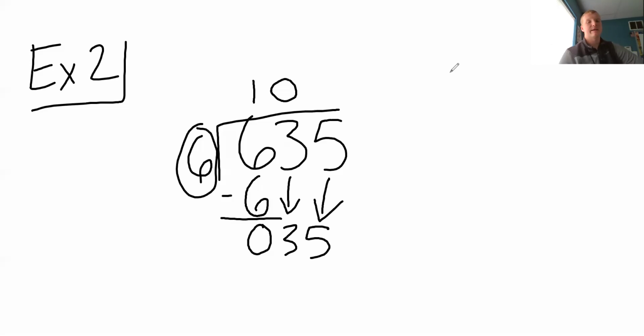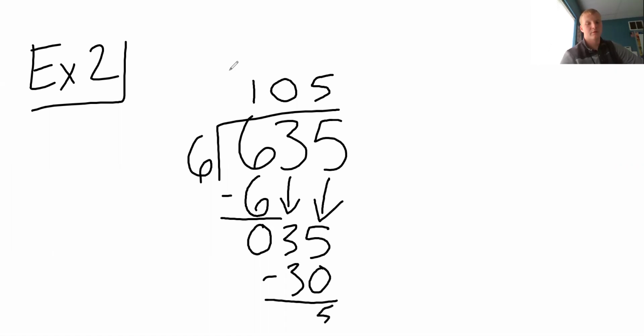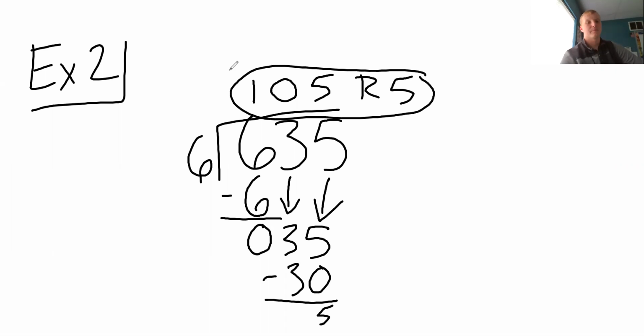And now I say, well, how many times does 6 go into 35? Bingo. And what's 6 times 5, Evan? Bingo. Good job, Evan.